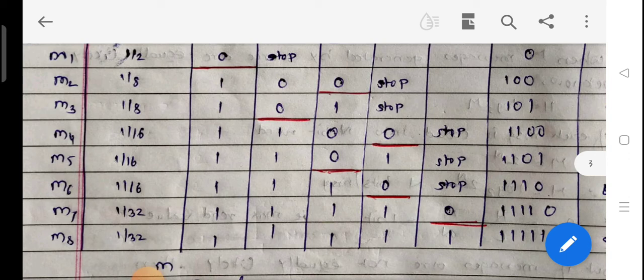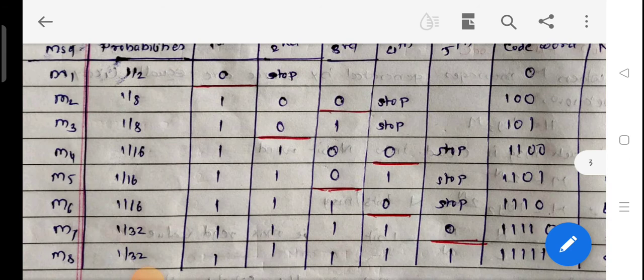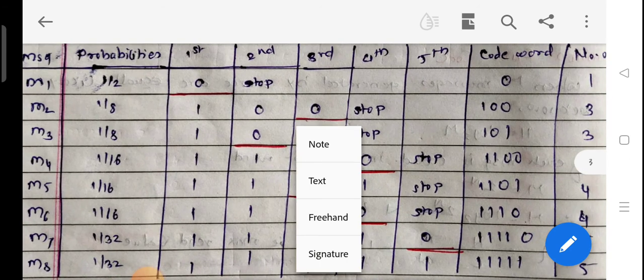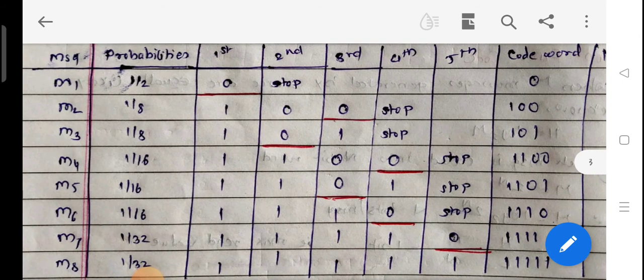So assign now again 0 to all the messages in the upper set, and 1 to all the messages in the lower set. Again here, for the upper set we have two messages. So again we can divide those two messages with equiprobability as 1 by 8, 1 by 8. So I have divided this M2 and M3 again into 0 and 1. That is a subset we can say.